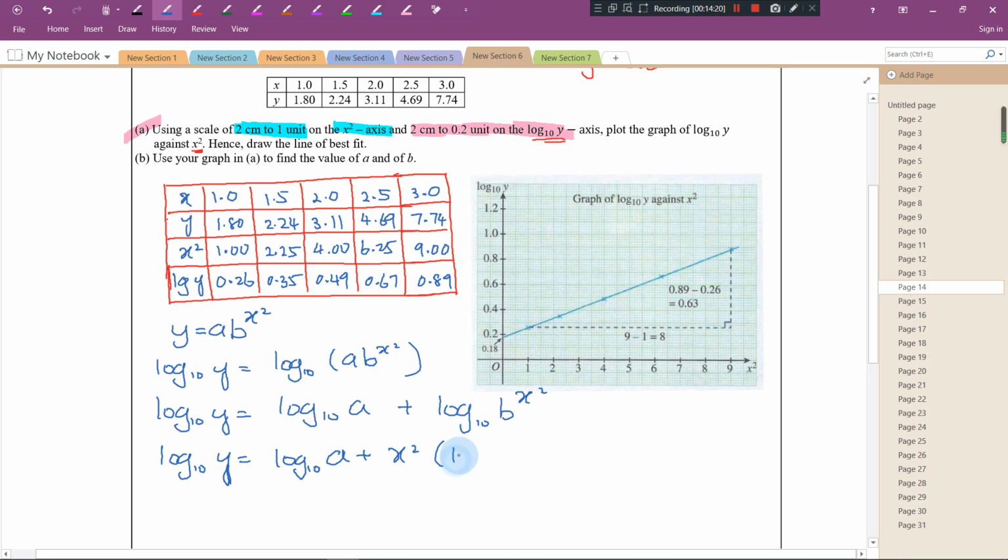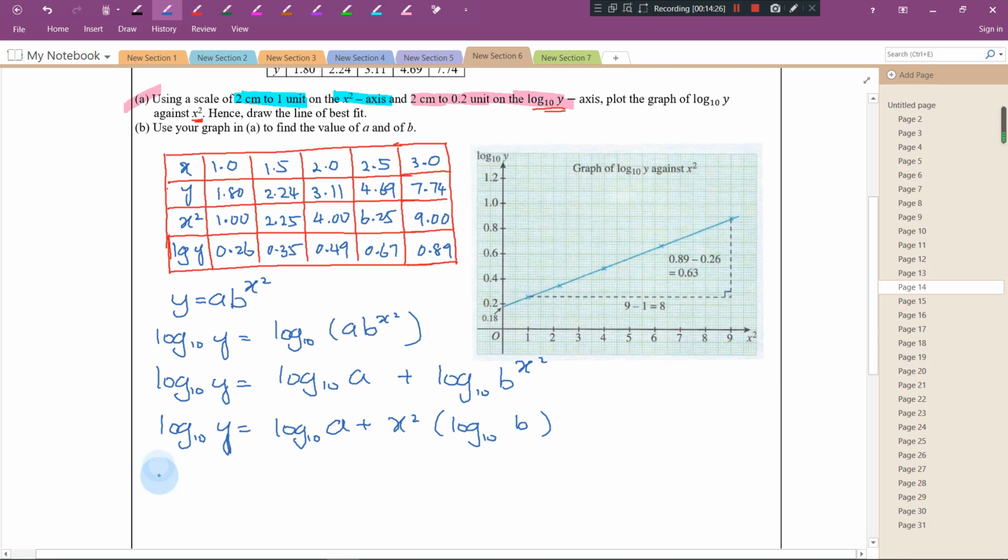X squared, then log base 10 of b. Okay, so now I've rearranged all these terms nicely, so it's easier for you to know which one is the gradient and which one is the y-intercept. Let me put a parenthesis here, it will be clearer and easier for you to get the answers. y equal to mx plus c.